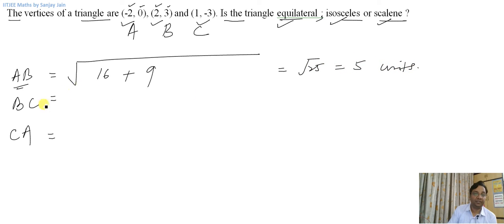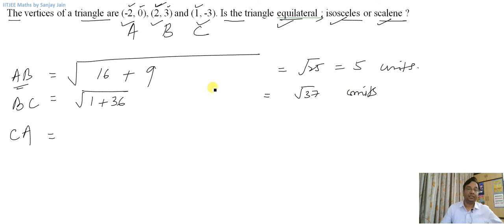So AB is 5 units. BC: 2 minus 1 squared, that is 1. 3 minus minus 3 will become 6, and 6 squared will become 36. So I'll add it here and then I'll take the square root. So it will give me root 37 units.